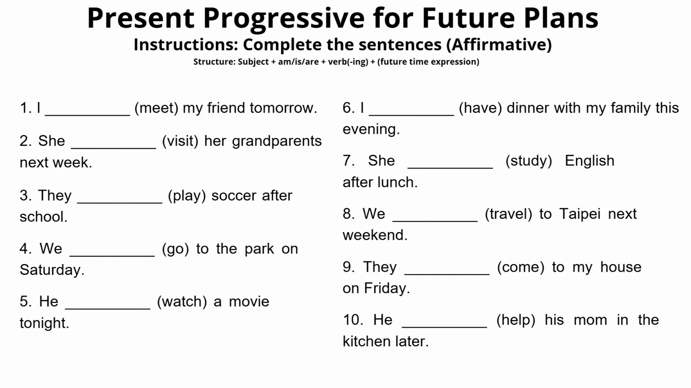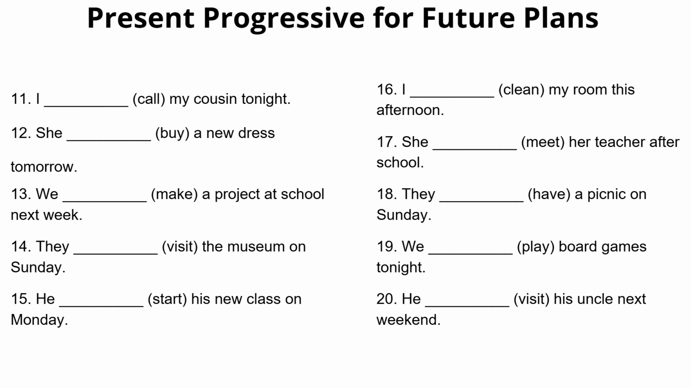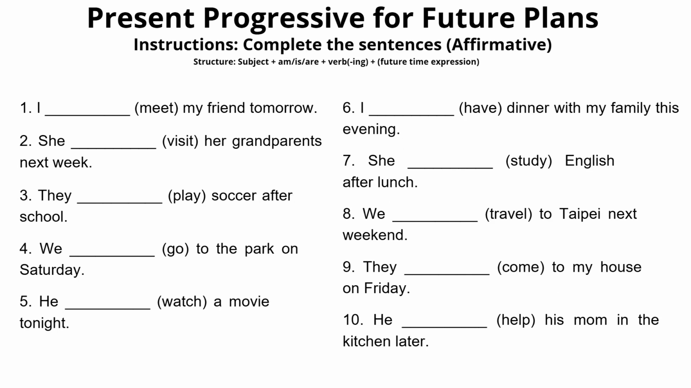Now, I have a total of 10 sentences here, and I have a total of 10 sentences over here. So first we're going to work these 10 together, and then you can pause the video and do the other ones from 11 to 20 by yourself. So before we start, we need to read our instructions. Our instructions indicate to complete the sentences affirmative. Affirmative simply refers to positive, or it refers to things that we want to give an answer as a yes.